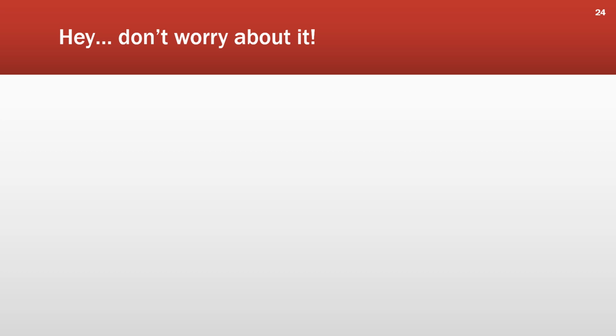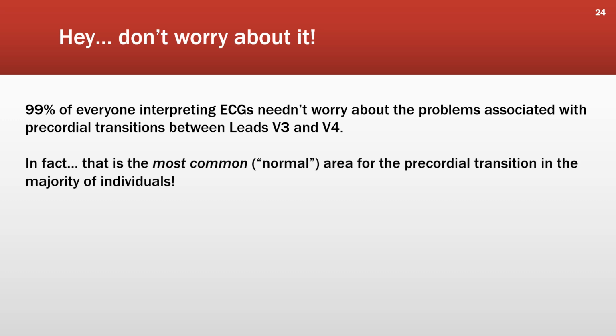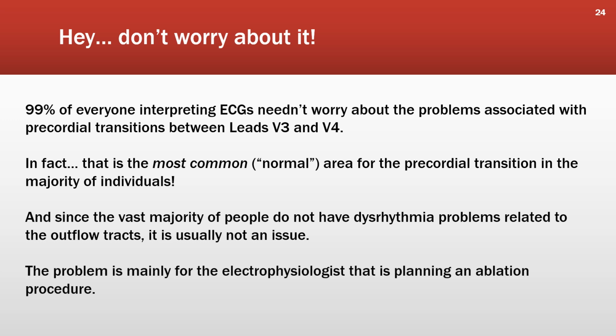Now, you don't need to worry about whether the impulse is arising from the left ventricle or the right ventricle for the most part. 99% of everyone interpreting ECGs needn't worry about the problems associated with precordial transitions between leads V3 and V4. In fact, that's the most common or normal area for the precordial transition in the majority of individuals. And since the vast majority of people do not have dysrhythmia problems related to the outflow tracts, it's usually not an issue. The problem is mainly for the electrophysiologist that's planning an ablation procedure.